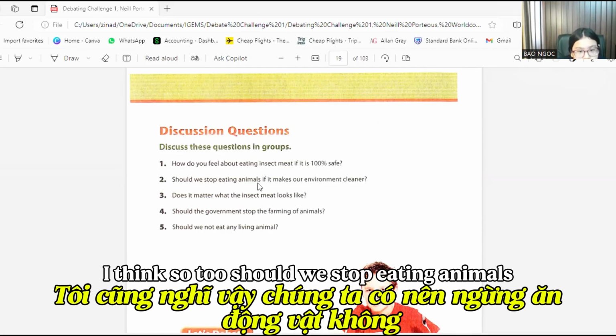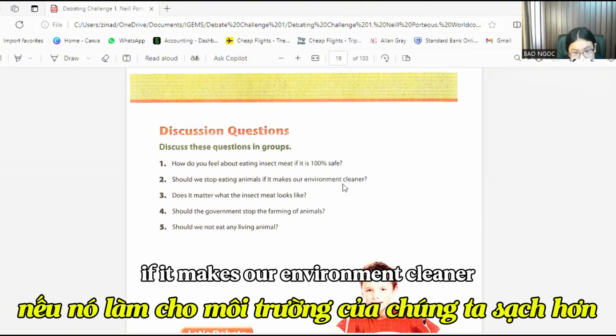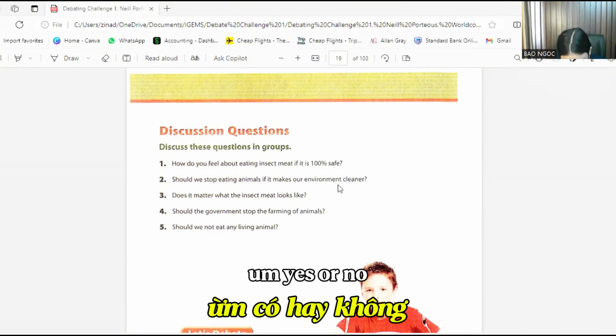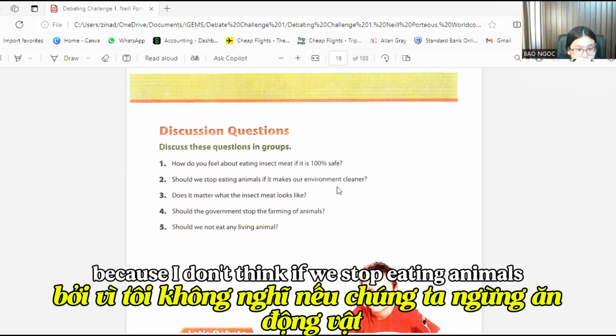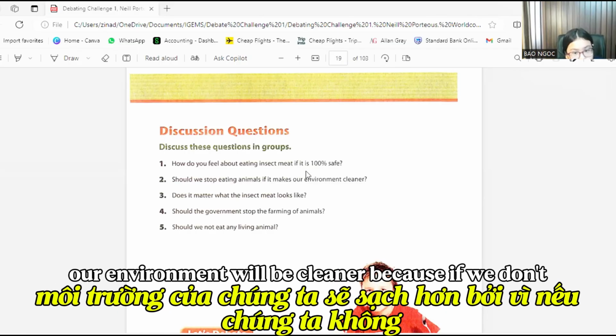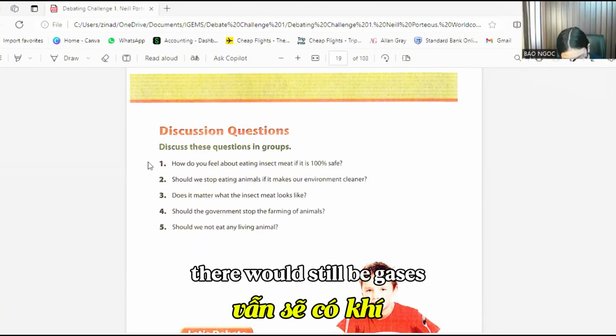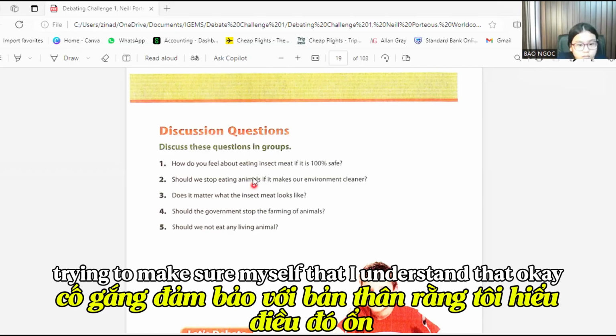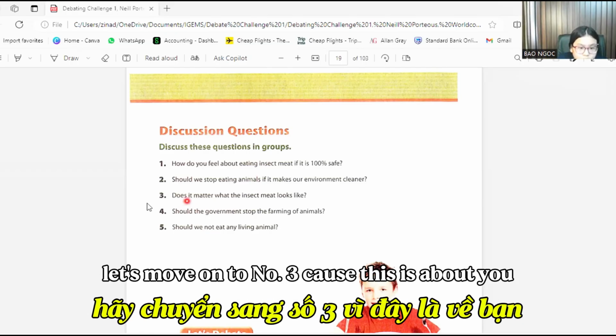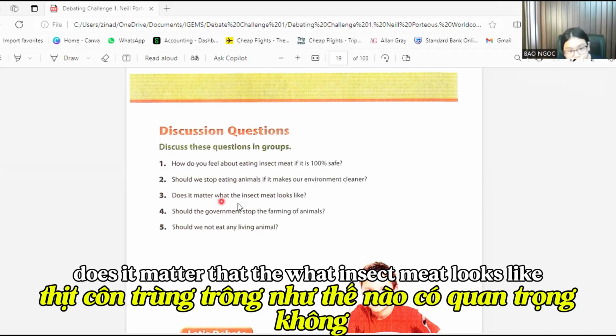Should we stop eating animals if it makes our environment cleaner? Yes or no? No. Because I don't think if we stop eating animals, our environment will be cleaner. Because if we don't eat them, there would still be gases. Yeah. Okay. Sorry, I'm just trying to make sure myself that I understand that. Okay, let's move on to number 3, because this is about you. Does it matter what insect meat looks like?